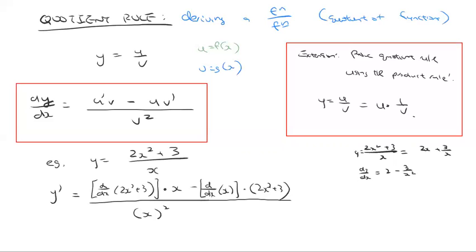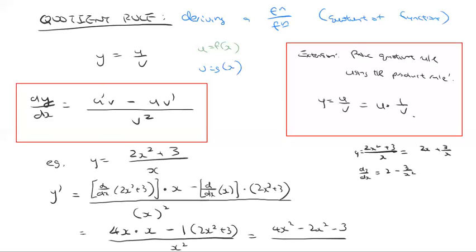So what's the derivative of 2x squared plus 3, Tiffany? It's 4x. Yep, so that one's 4x times x minus the derivative of x, Janelle. 1. Yeah. So that would then be 4x squared minus 2x squared minus 3 all over x squared. So that would be 2x squared minus 3 over x squared, which hopefully you can see is the same.